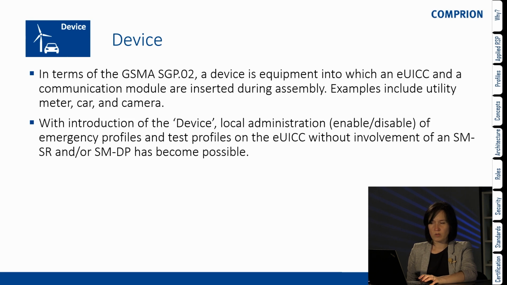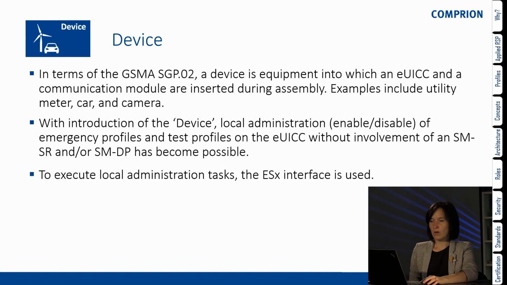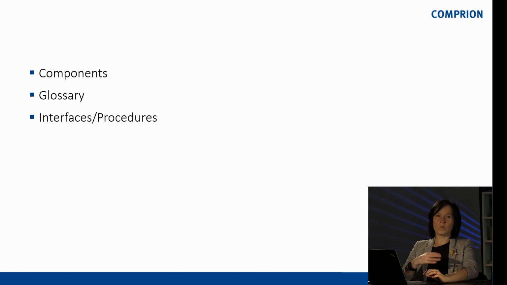Okay, you probably ask yourself, what is an emergency profile and why I didn't mention this inside the first part of the training. Actually, an emergency profile is the same as an operational profile with a specific indicator that allows the profile to be used for the local administration. To execute the local administration tasks, the ESX interface is used. So we have this specific local administration task.